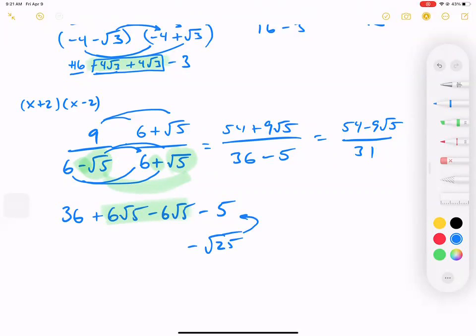Because we practiced in our Excel that square root times square root, you can multiply the stuff inside the square root. So negative square root of 5 times square root of 5, that becomes negative square root of 25, which is now simplified to negative 5.